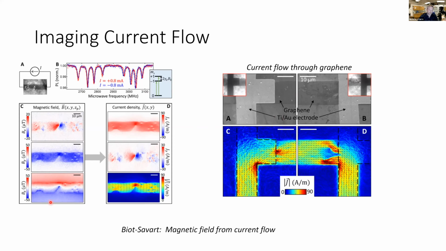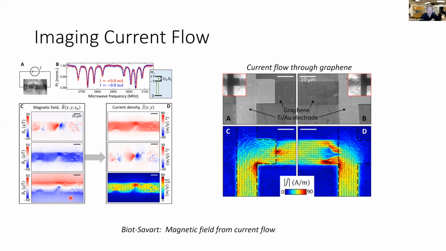So the magnetic field here was measured with an NV center by scanning over this sheet of graphene. They can measure the magnetic field. They can measure the field components along X, Y, and Z directions, right? That's one thing I didn't say before, but the NV center is sensitive to magnetic field along all 3 directions.